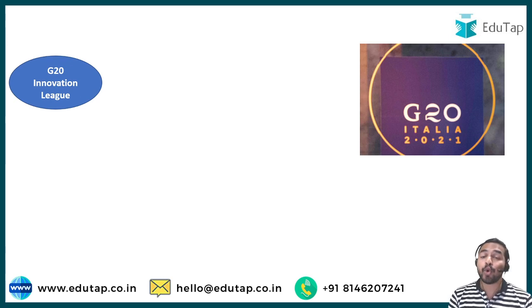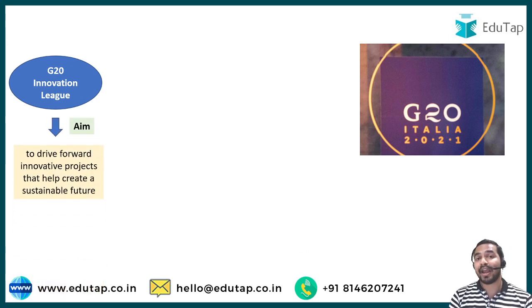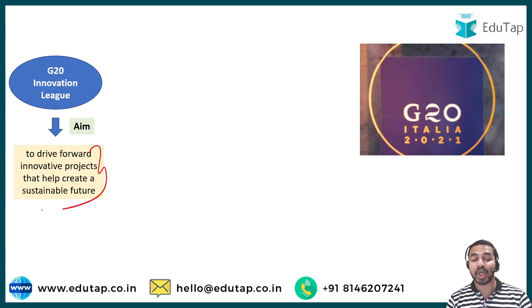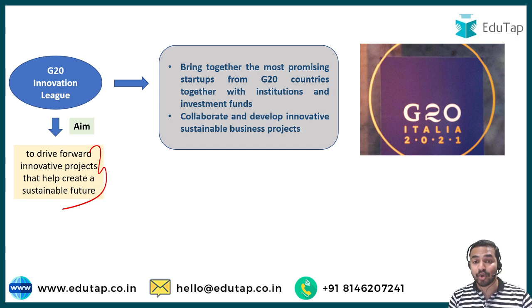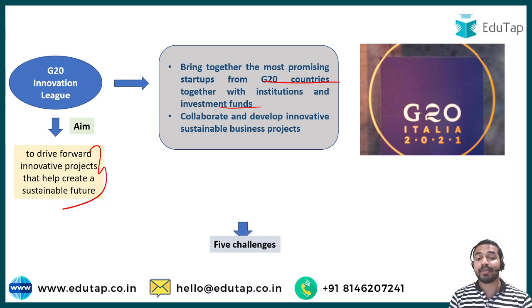So the G20 Innovation League was recently launched by G20 under the presidency of Italy, and the aim of it was to drive forward innovative projects which are going to help in creating a sustainable future. And how is this going to happen? This will happen by bringing together the most promising startups from the G20 countries with the institutions and investment funds. And under this event, the G20 countries have nominated their best performing startups, and they collaborate and develop innovative sustainable business projects.